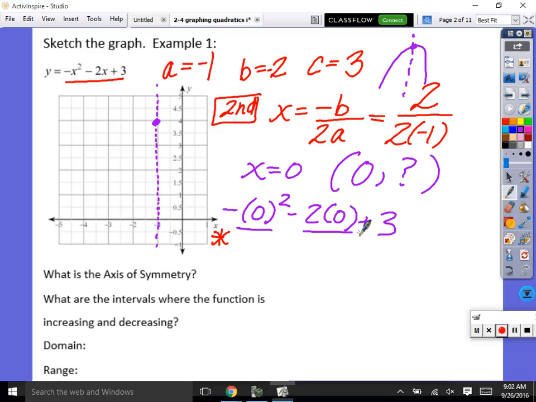We calculate any 0 squared, 0, right, everybody? And then -2 times 0, 0. So we have 0 plus 0 plus 3. Won't our function be 3? So our y-intercept is 0, comma 3. So over 0, up 1, 2, 3. It's crossing the y-axis at 3.